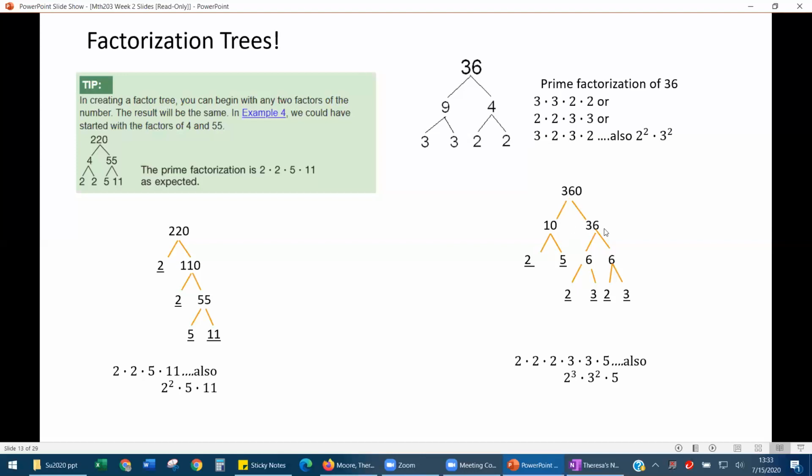360 is 10 and 36. 10 breaks down to 2 and 5. Both of those are prime, so I stop. The 36 is 6 and 6, and then each of the 6's breaks down. So I have 3 2's, 2 3's, and a 5. And if I want to write them with exponents, 2 cubed times 3 squared times 5. So this is going to help you when you have to reduce fractions that contain not only numbers but variables.